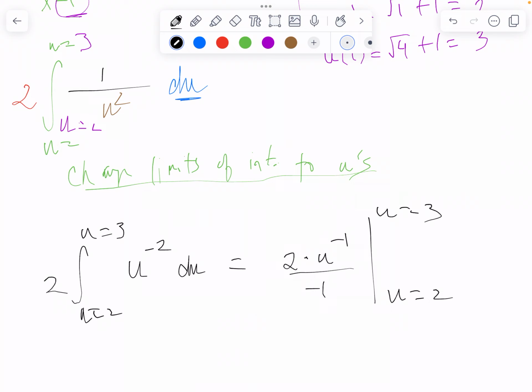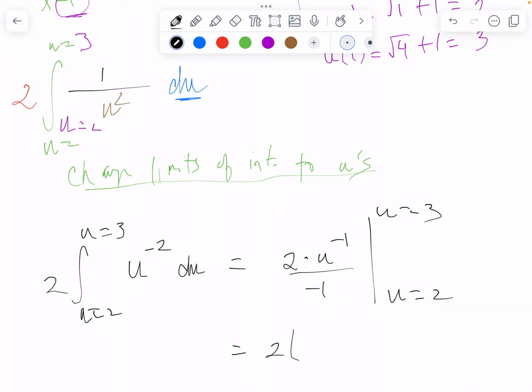At this point, students do a couple things. Some students switch back to x, but you don't have to. You already accounted for all the x's. So the shortest way to do the problem is keep everything in terms of u, and that value will be the same value as the original integral with x's. And I encourage you to check both on the calculator once the video ends.